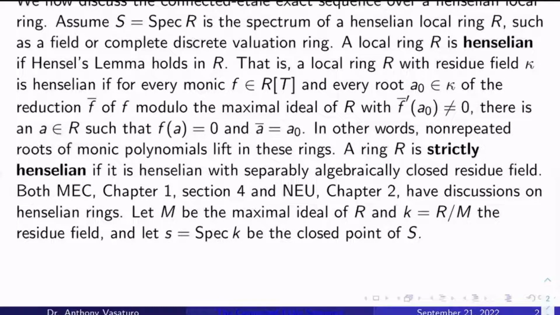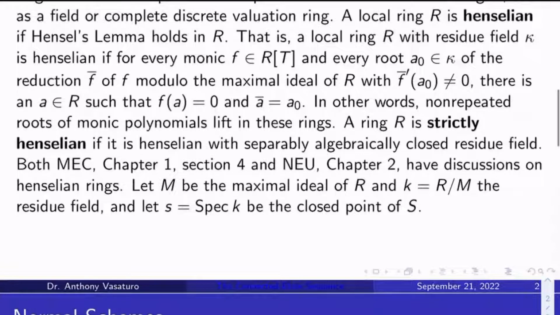And when you reduce A mod the maximal ideal, so when you take A bar, you get A naught. So in other words, to summarize that, non-repeated roots of monic polynomials lift in these rings. That's what's going on here.